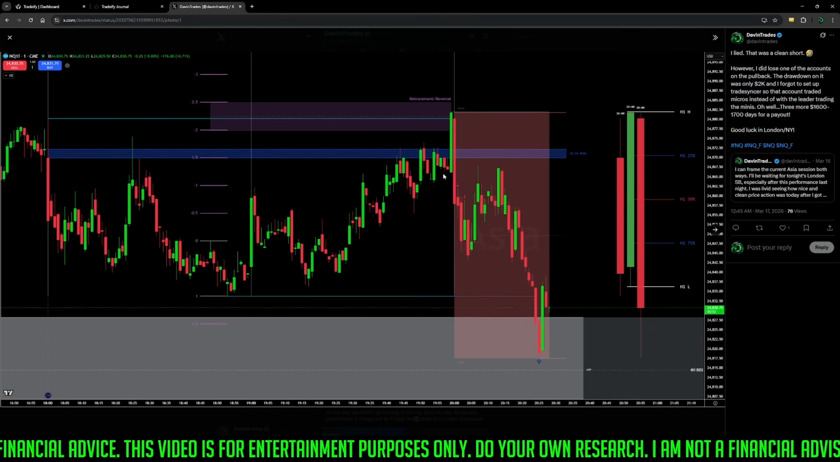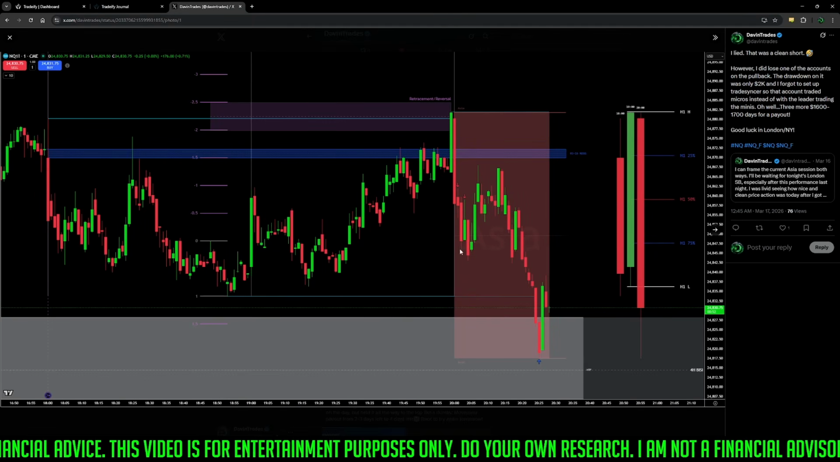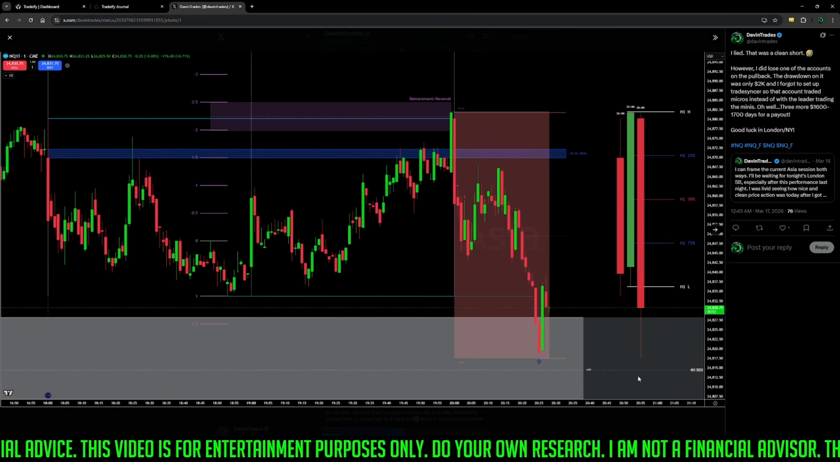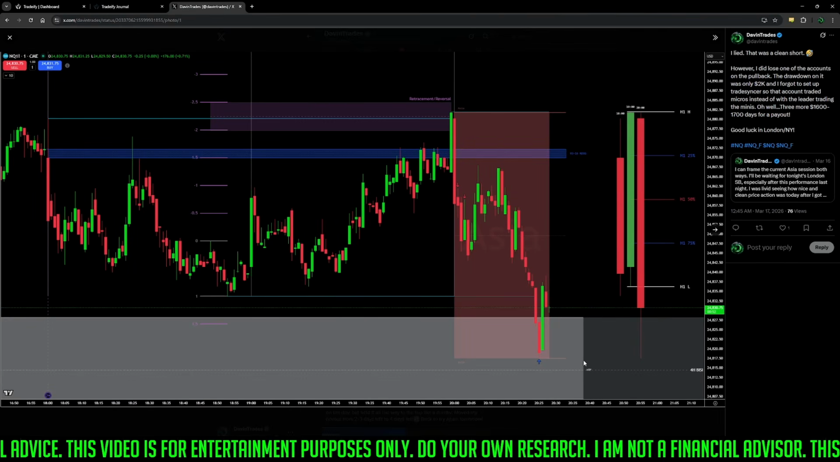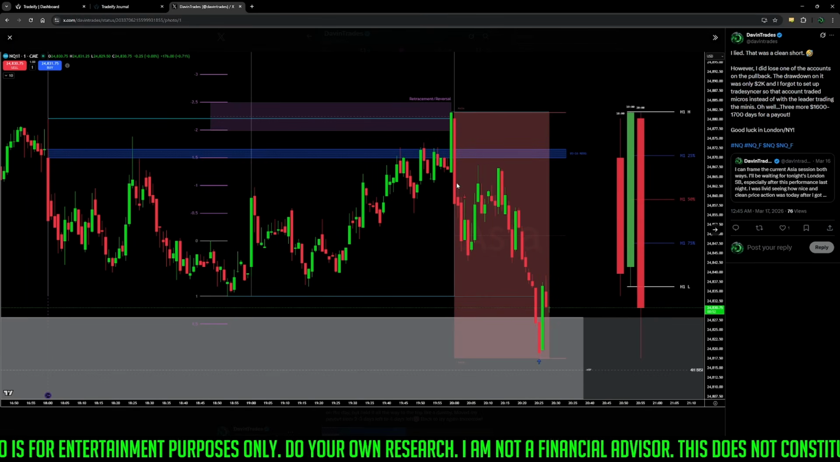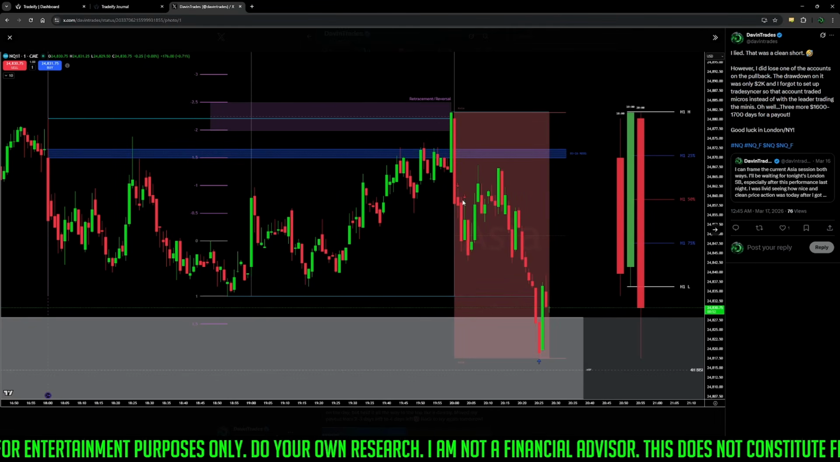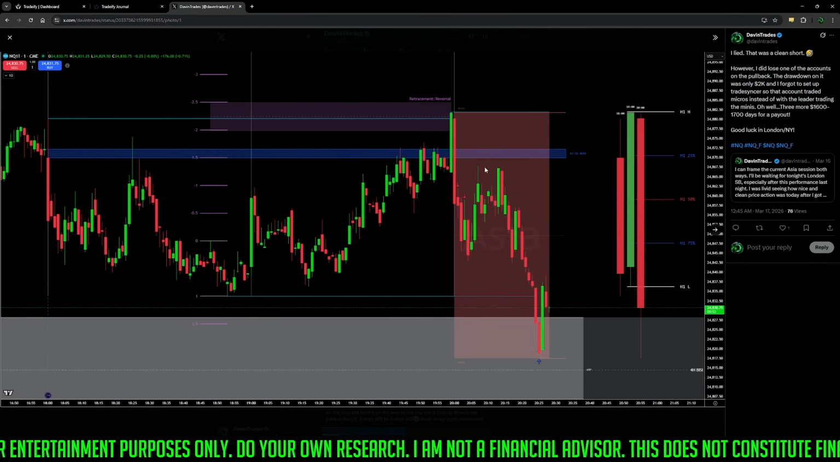We created a market structure shift. So this right here was just a pullback up to run lower. And I was essentially targeting this 4-hour BISI down here. And then you have my executions here. So shorted, added, and then bought it back here. This is where I lost the other account.